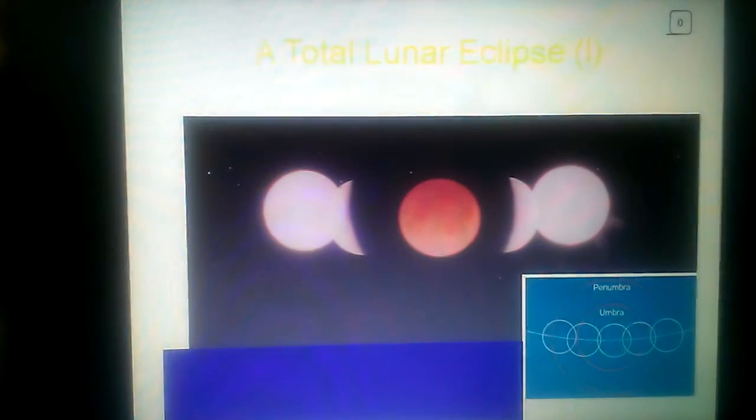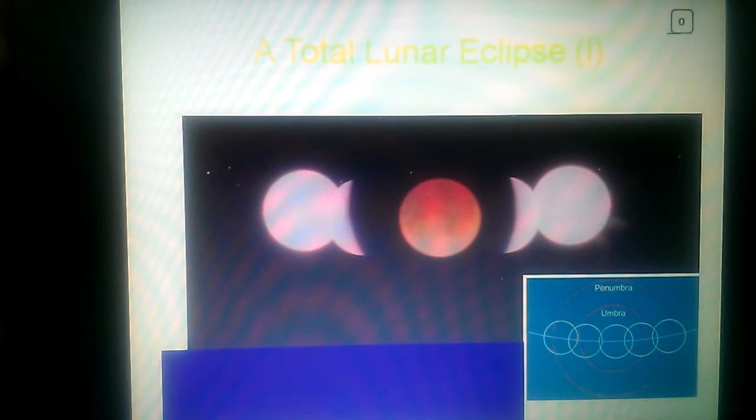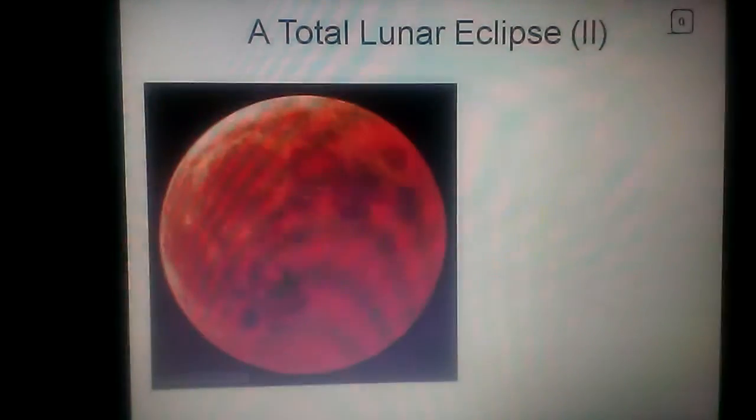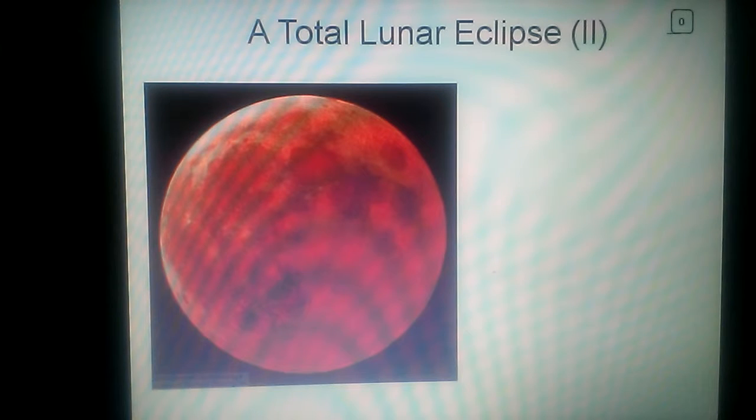During a total lunar eclipse, you get this red color. So this is showing you what the color would look like. And that's a bigger picture of it. They usually last about 2 hours, and they only generally occur a couple times a year, but always during the full moon phase.